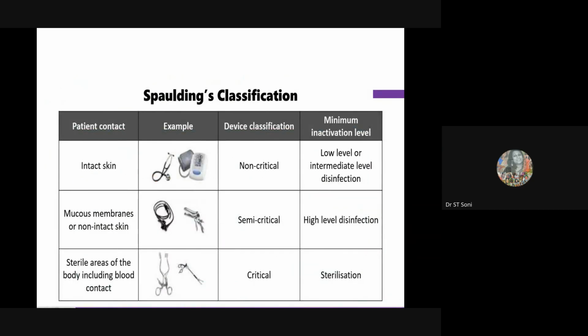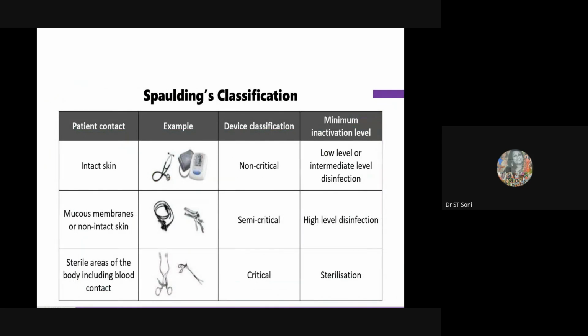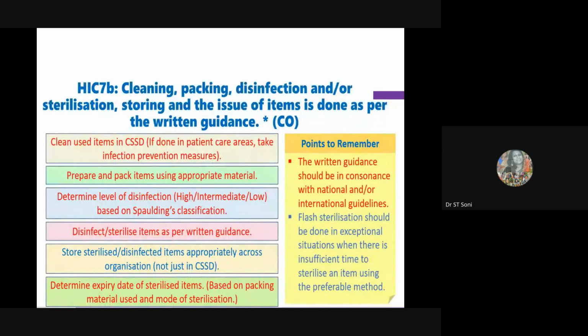This is the Spalding classification, wherein depending upon the type of the contact, the devices are classified as critical, non-critical, and semi-critical. Critical devices need sterilization, others can have high level disinfection, intermediate level disinfection or low level disinfection. Basically, if you can sterilize anything, it is well and good. Sterilization, by definition, removes all microorganisms from the article, surface and medium, including their spores. So spores also are killed in the sterilization process.